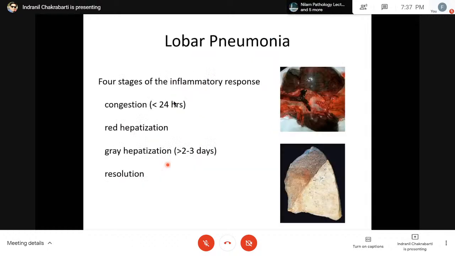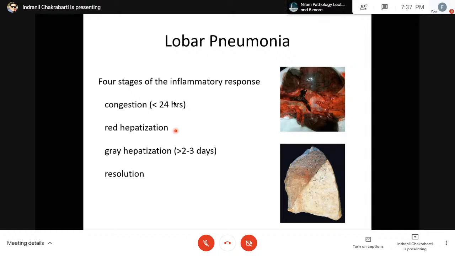Now, coming on to the lobar pneumonia, there are 4 stages of inflammatory response. The first stage is that of congestion, which lasts for around one day. The second is the red hepatization. The third is the gray hepatization. And the fourth is the resolution. So, in the phase of congestion, the lung appears heavy, red, and boggy. If you see under the microscope, there is vascular engorgement, and there is intraalveolar fluid with few neutrophils, and they are teeming with numerous bacteria.